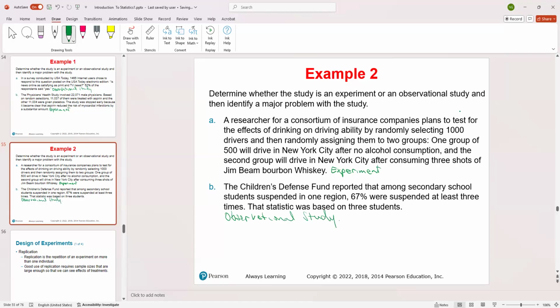Now, what is the major problem with this study? Yeah, the sample size. The sample size is only 3 students. It's too small, so we don't have enough people participating in that study. So the sample size is too small, right? There are only 3 people participating in this study.